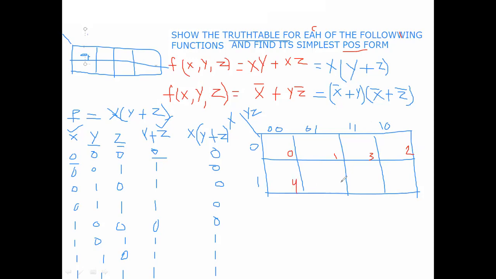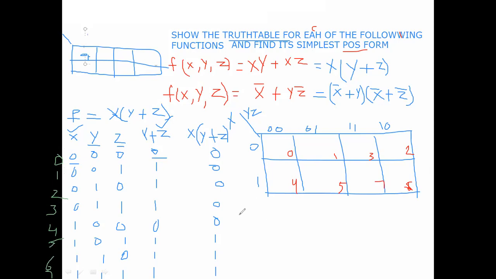4, 5, 7, 6. Now observe the truth table. In this truth table, we are putting zeros in the corresponding cells. This combination is 0, this combination is 1, this is 2, this is 3, this is 4, 5, 0 to 7. Do you remember?